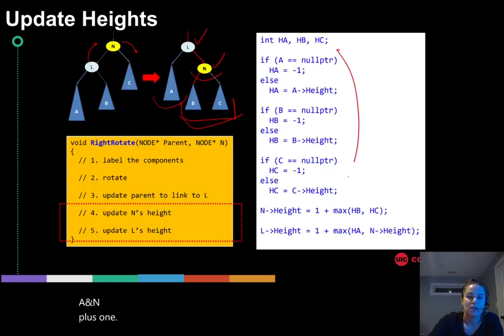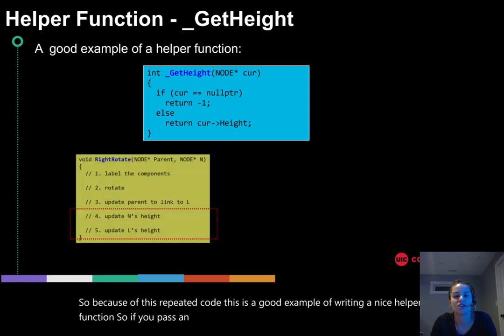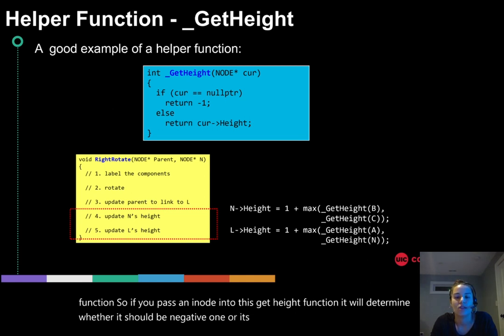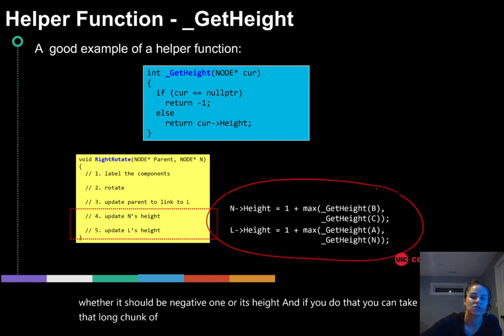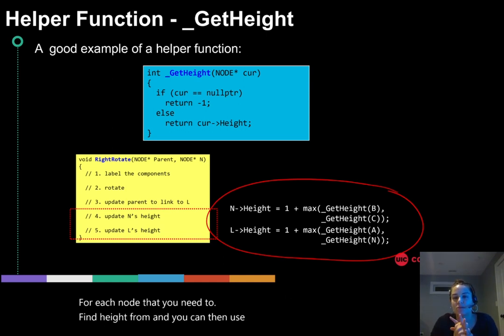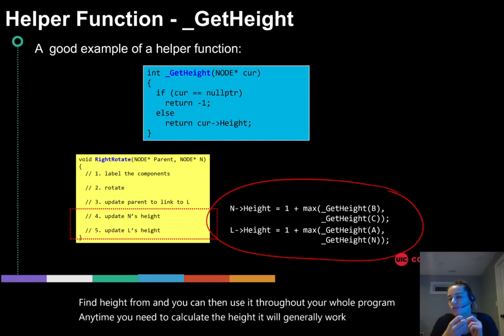Because of this repeated code, this is a good example of writing a nice helper function. So if you pass a node into this getHeight function, it will determine whether it should be -1 or its height. And if you do that, you can take that long chunk of code and rewrite it in just 2 lines where you call getHeight for each node that you need to find the height from. And you can then use it throughout your whole program. Anytime you need to calculate the height, it will generally work for catching that edge case of a null pointer.